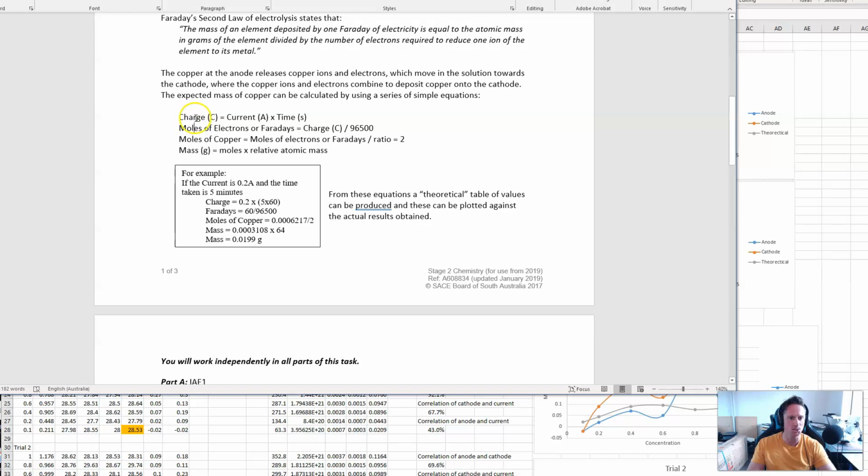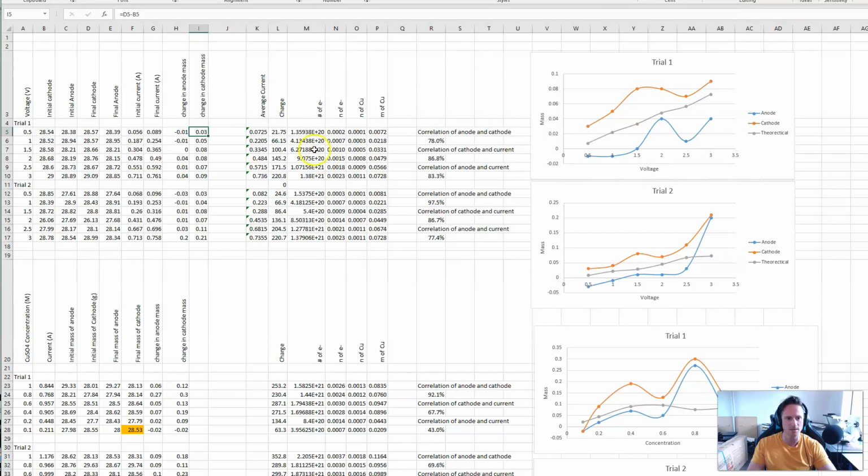So first of all, we talk about the charge. And to calculate charge, that's current multiplied by time. So I'll just go back to my spreadsheet and we can see that the current is averaged from the beginning to the end of the electrolysis. And we did that because we want to minimize the error associated with fluctuations of current. So the average current is, you add the initial and final up and divide by 2. So we took those two measurements. Basically, we have an average current over the course of the 5 minutes.